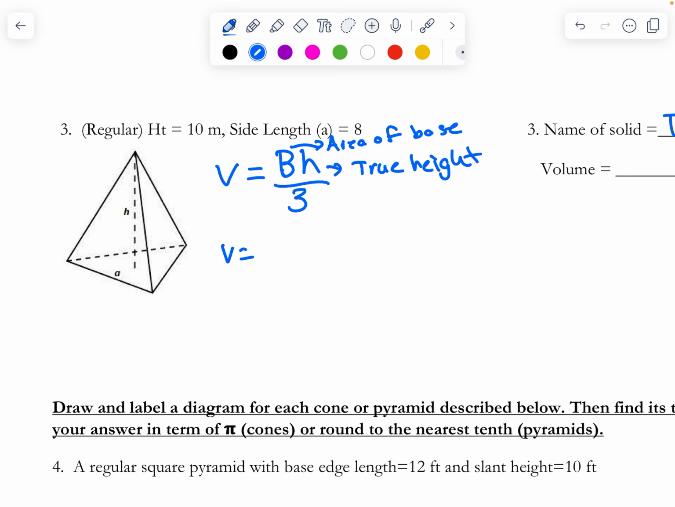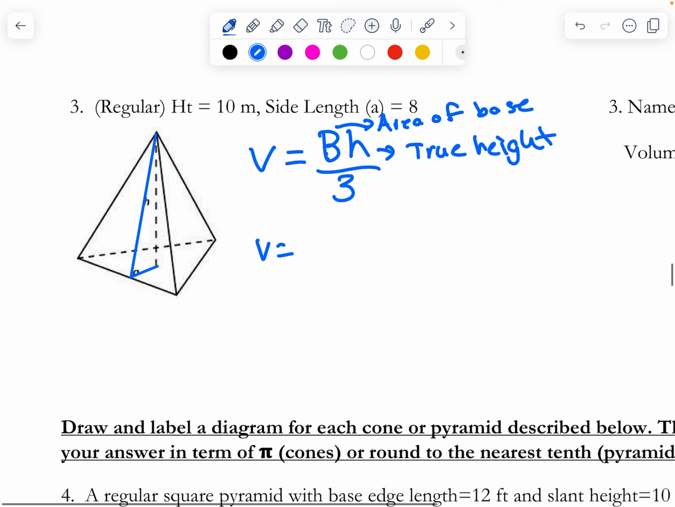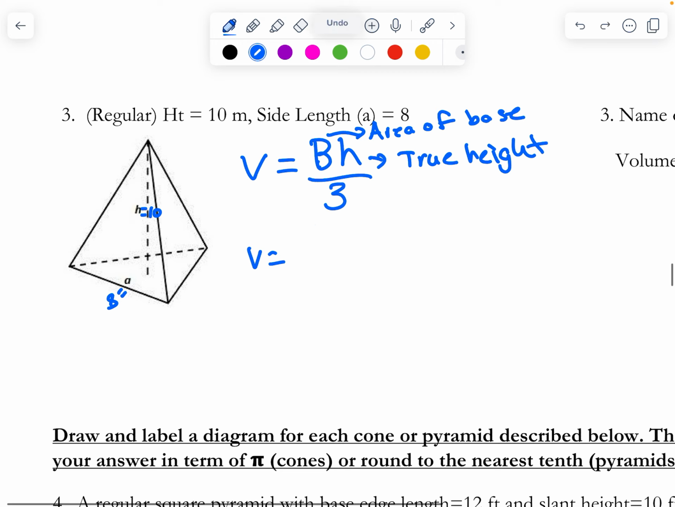So in order for us to figure out most of this, first things first, I'm going to create my right triangle. Actually, we don't even need to create our right triangle here because they already told us that the side length of this triangle is 8. The height is 10. And so therefore, my volume here is going to be, and actually before I even start with this, one thing we need to know is that this triangle here is an equilateral triangle.